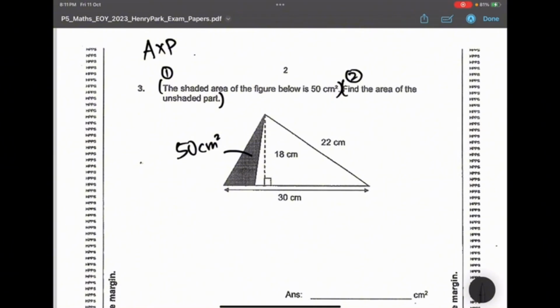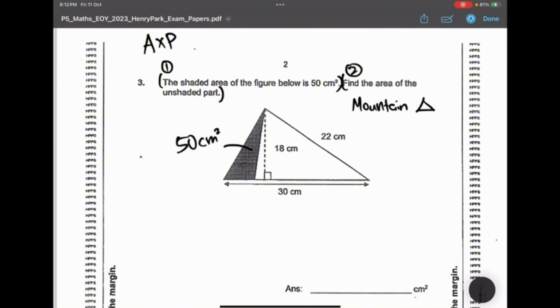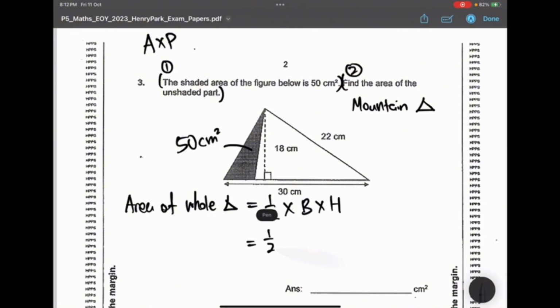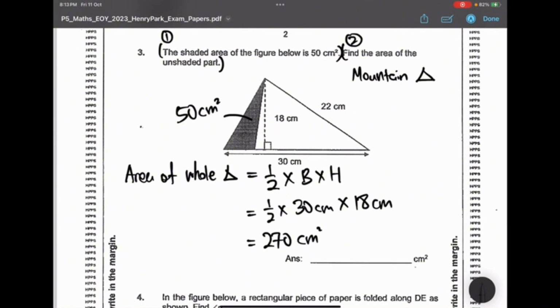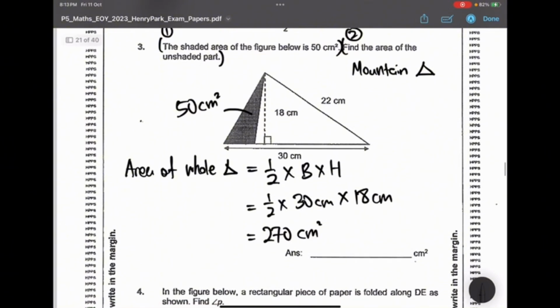What I want to do is to look at the image that is given. Alright, I can see that right here I have something that we call a mountain triangle, with the height being this dotted line in here, which is 18 cm. Alright, so if I were to find the area of the whole triangle, both the unshaded and the shaded part, that would simply be half times base times height, which would be half times 30 cm times 18 cm. Alright, and that would simply give me 270 cm square.